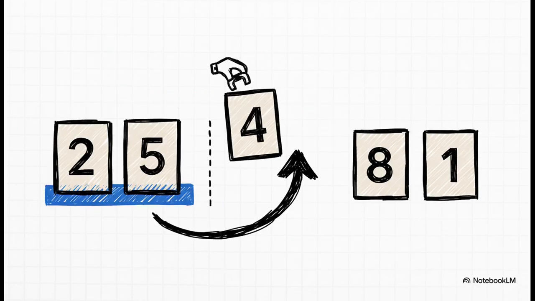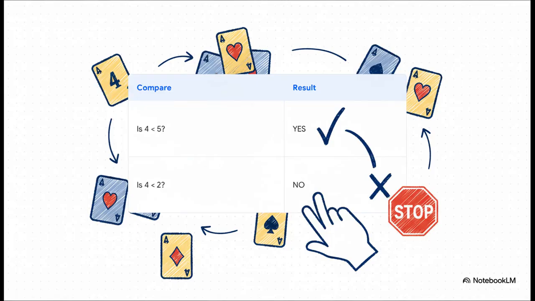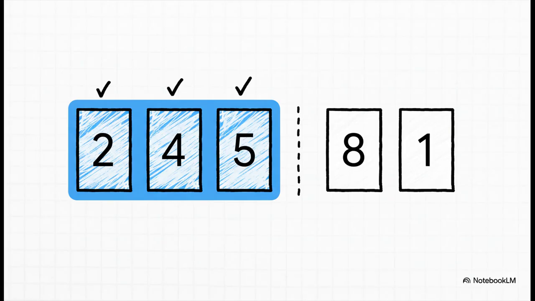All right, you know the drill. Next up from the unsorted pile, the number 4. We're just going to repeat the same exact process. We compare it backwards. First, is 4 less than 5? Yes, it is. So we know it has to move. We keep going left. Is 4 less than 2? No. And boom, that's our signal to stop. We just found its home. So we slot that 4 right in between the 2 and the 5. And just like that, our sorted section is now 2, 4, 5. We're making some really nice progress here.